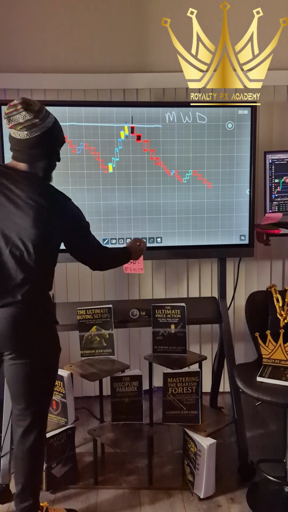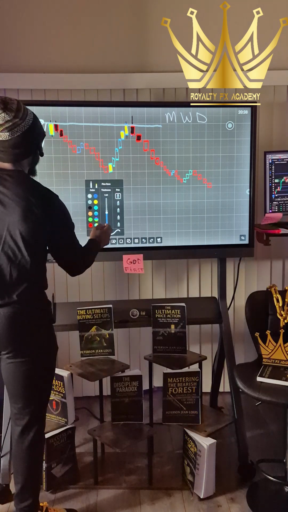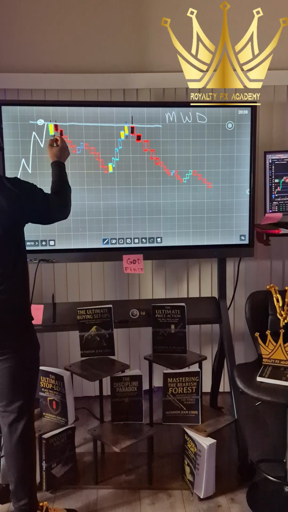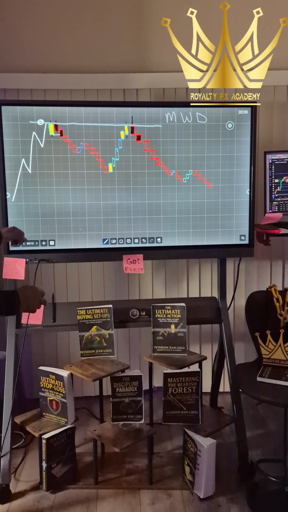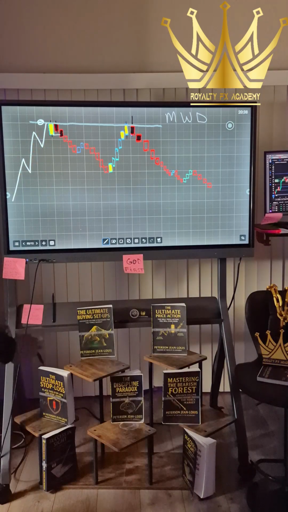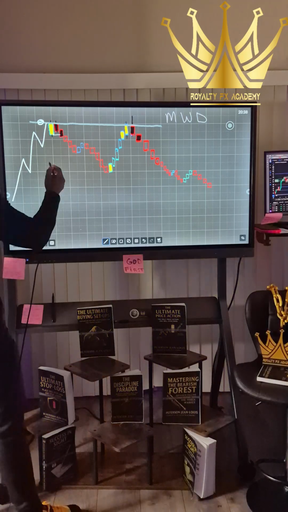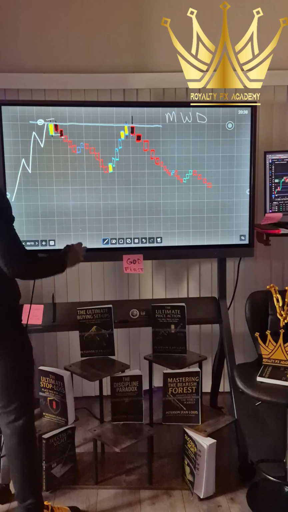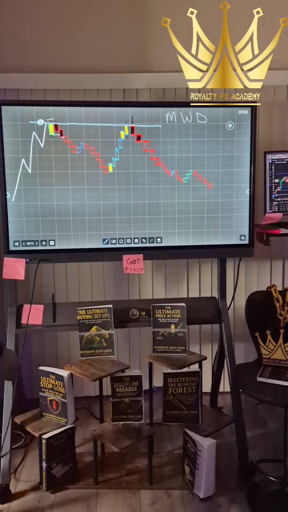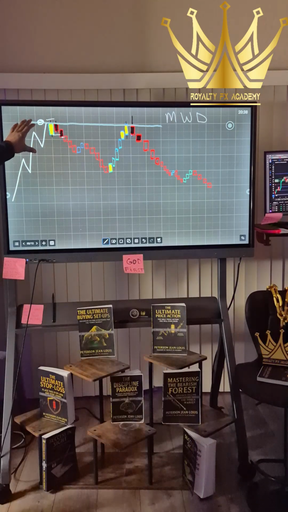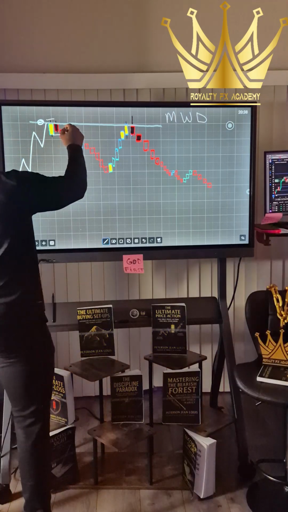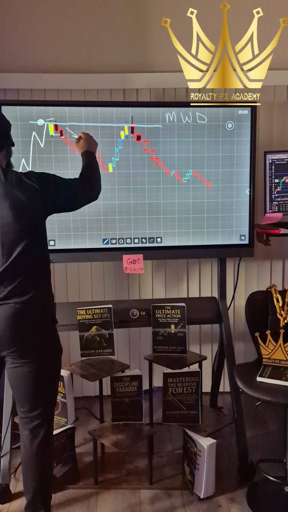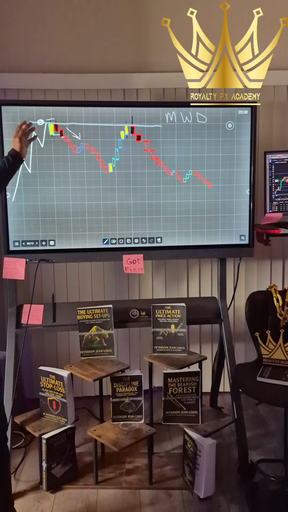Let me minimize this real quick. All right, as you can see, boom, right? So it took two 4 hour candles to engulf the last bullish candle. Here would be your entry, and we would use the wick high for a stop loss. Okay, now market gave us a price action and it sold. Very simple, right? It went down because it gave us a price action and sold.